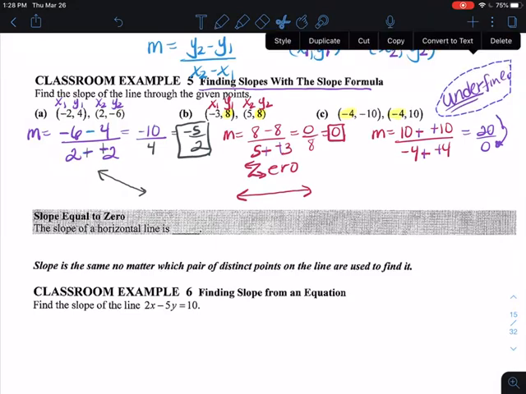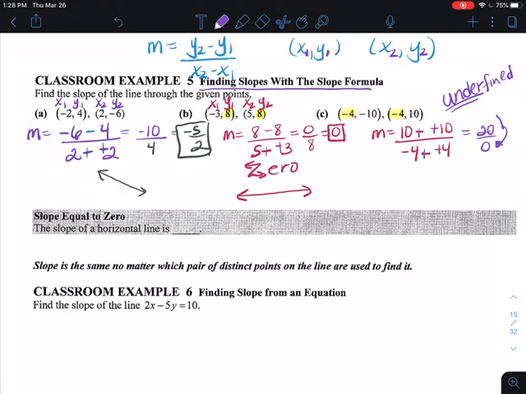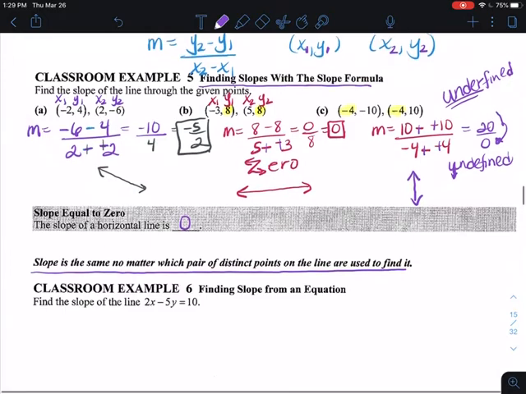Underfined. That's how I remember that a fraction that has a 0 in the denominator is undefined, because the 0 is under the fraction bar. So since it's undefined, remember the letter U is a vertical line. So this is going to be a vertical line. Those 2 points lie on a vertical line. All right, the slope of a horizontal line is 0. Slope is the same no matter which pair of distinct points on the line are used to find it. Meaning I can choose any 2 points I want on a line, and when I calculate the slope, it'll be the same.